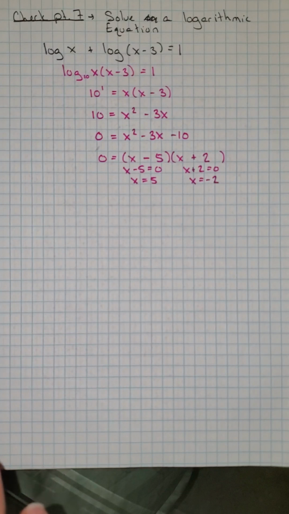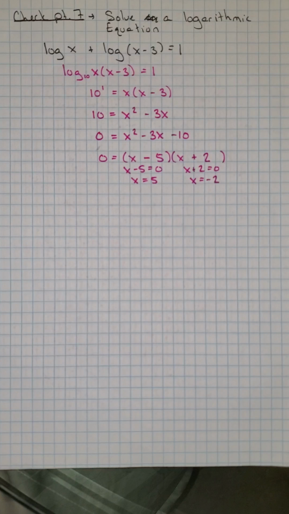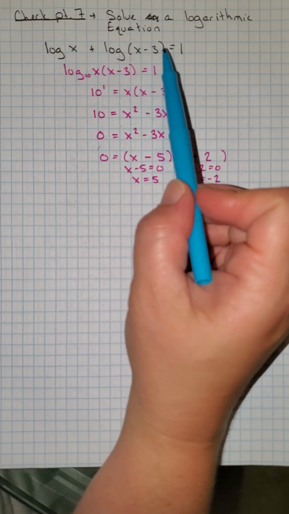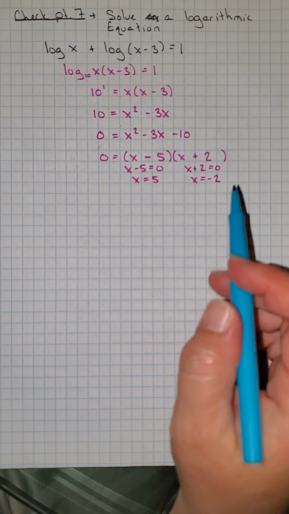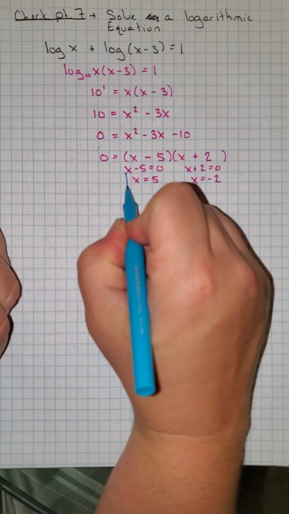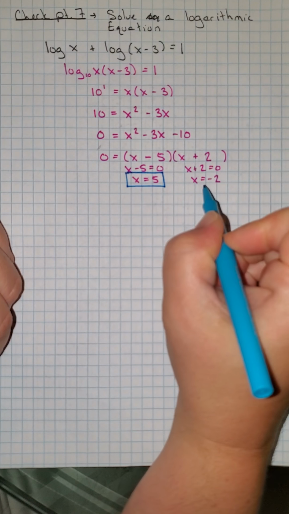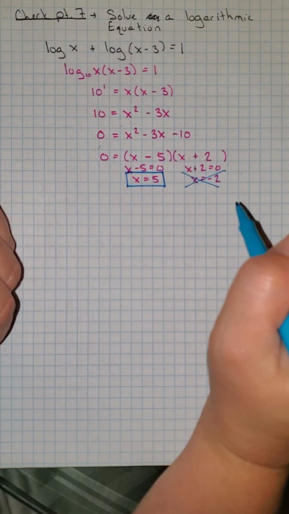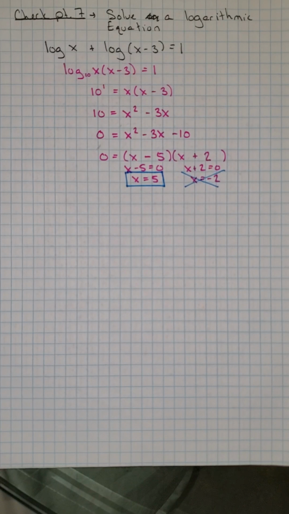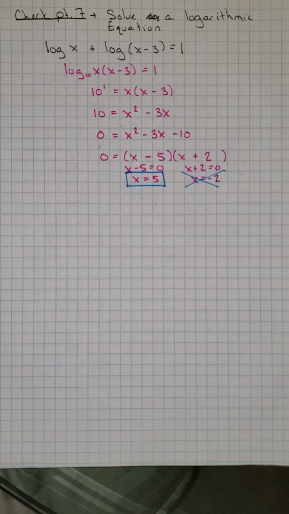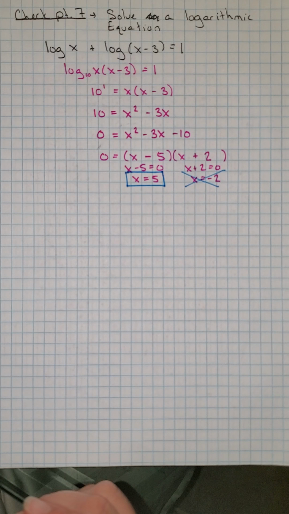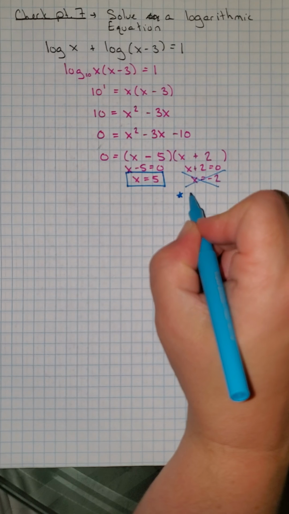Okay, then you have to check them. So looking at what we have, if you plug in 5 here, log of 5, that's fine. 5 minus 3 is 2. That's fine because it's positive. Now the -2, log of -2 right there is not okay because it's negative. There's nothing to make it positive, so 5 ends up being your only answer, because you can't take the log of a negative.